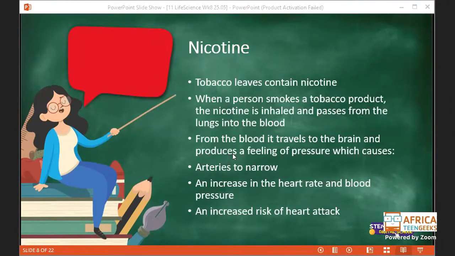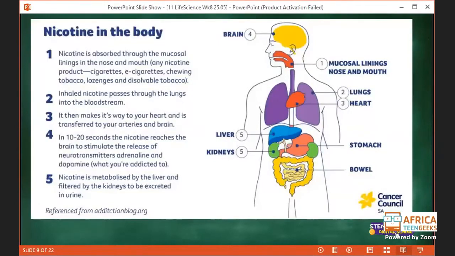Right. So here we have the effects and how nicotine travels in the body. If you can just follow with me. Number one, it is right here: the mucosal linings of the nose and the mouth. Nicotine is absorbed through the mucosal linings in the nose and mouth from any nicotine products, being cigarettes, e-cigarettes, chewing tobacco, lozenges, and dissolvable tobacco.